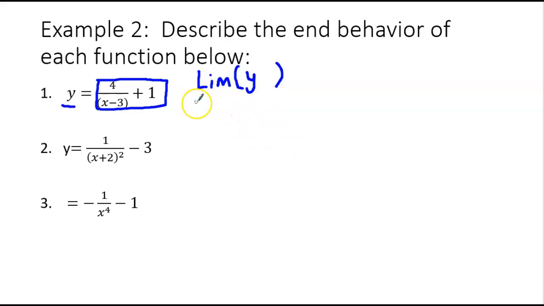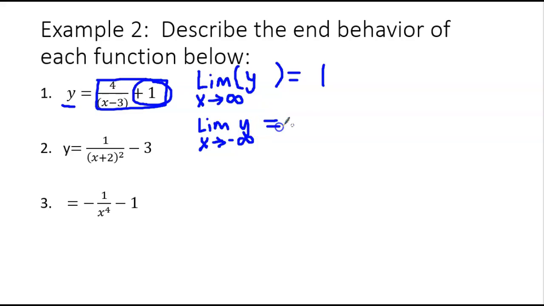So the limit of this function as x approaches infinity. Now this is the right side of the graph because that's positive infinity. What does it equal? Well, it just equals its horizontal asymptote, which is 1. And on the left side of our graph, in other words, where x approaches negative infinity, it's also 1.